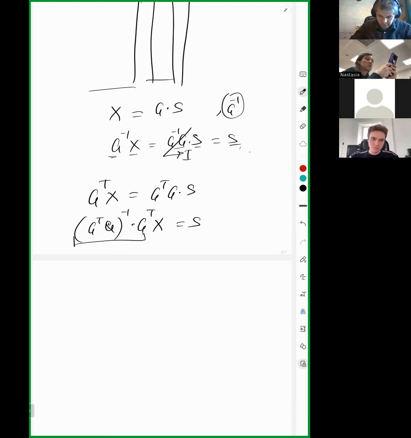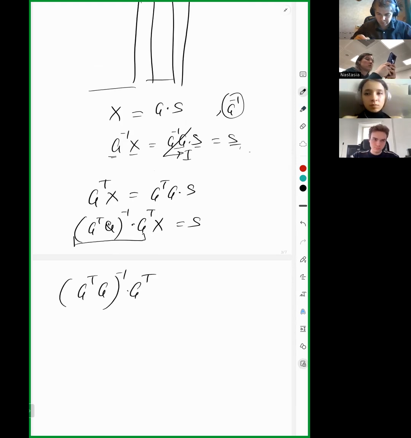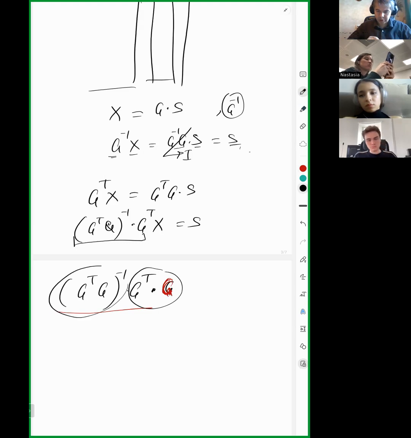Okay, and it's very simple to show, because it's minus first times G transpose. And if this is a left pseudo inverse, then when the matrix is multiplied from the left, it should give you the identity matrix, right? Then you multiply this by this G from the left, and you clearly see that this guy is exactly the inverse of this guy, and then this is equal to identity.